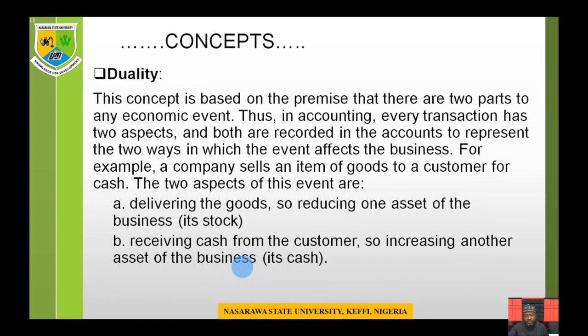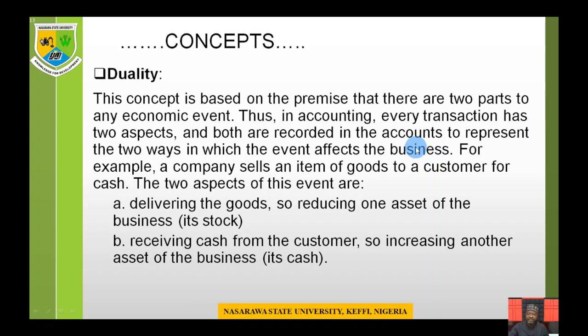Duality. This is a concept that is based on the assumption that there are two parts to any economic event. Because of that, in accounting, every transaction has two aspects, and both are recorded in the accounts to present the two ways in which the event affects the transaction.